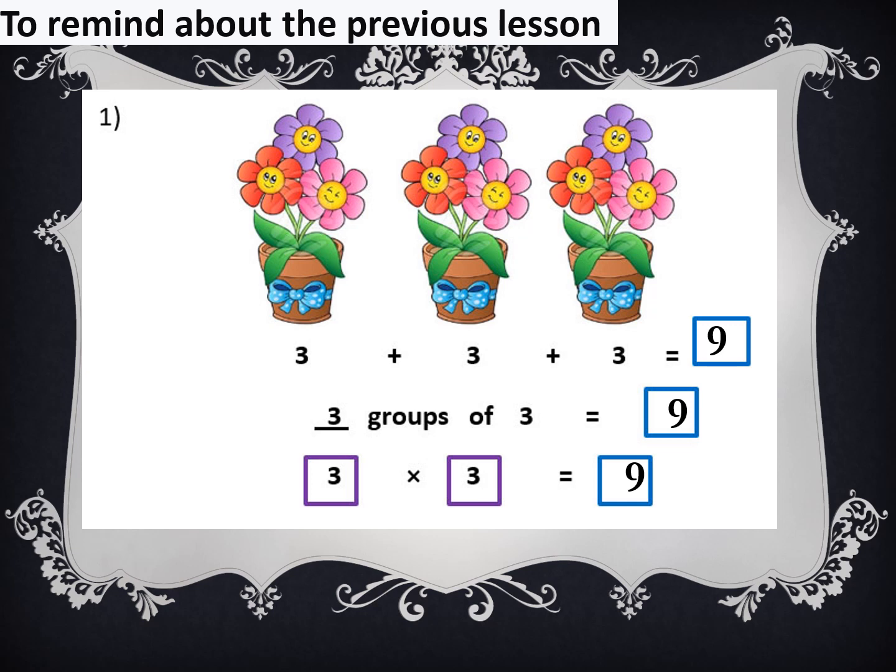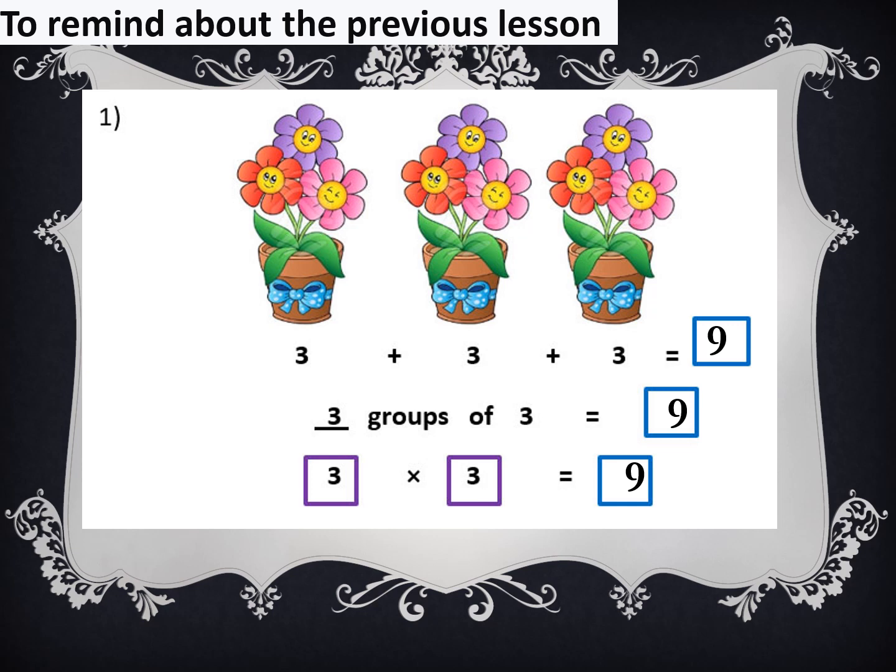To remind the previous lesson, look at the picture. We have got some flowers, but we don't know the total number of flowers. How can we know? Ask yourself first, do you have equal groups? Excellent. Yes, we have. So we can use multiplication. Also, we can use repeated addition.